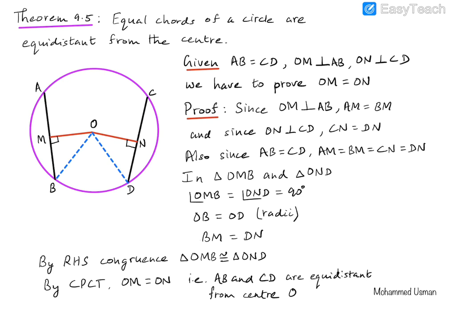Let us now do the converse of this theorem, where it will be given that the chords are equidistant from the center, and we have to prove that the chords are of equal length.